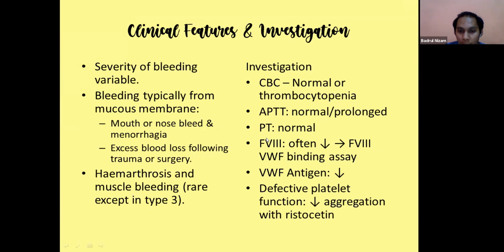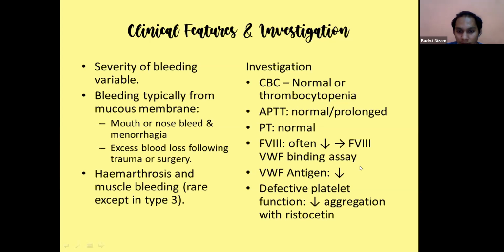When we do the factor 8 assay, it's usually reduced, because the von Willebrand factor is important to protect factor 8 in the plasma from being destroyed. So when it is absent, there will be a reduction in factor 8. And we can also do the von Willebrand factor antigen, which will show a reduction in the von Willebrand factor.